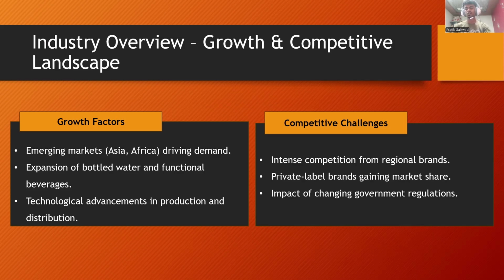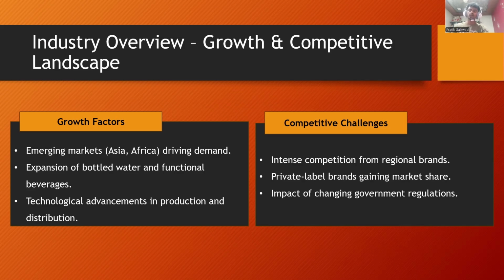Technology is also playing a crucial role in enhancing product efficiency and distribution networks. Automation, AI-driven supply chain management, and direct-to-consumer digital sales are improving profitability and helping companies reach more consumers efficiently.